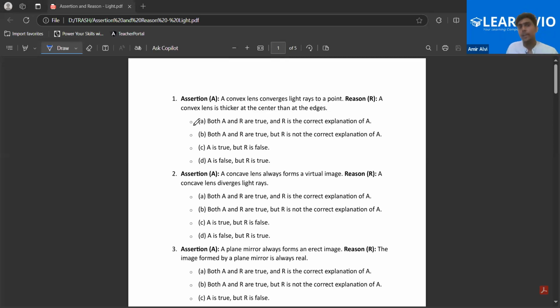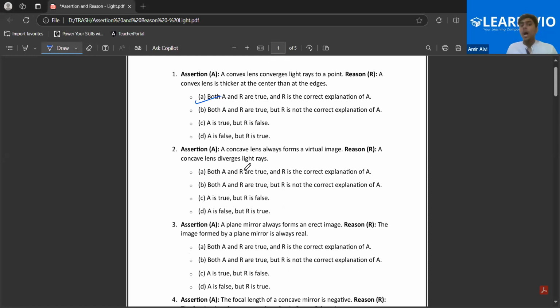Obviously, option A, right? So option A is the correct one. Is this clear to all of you? Please do let me know. Yeah, that's good, everyone. So it means that a convex lens is a converging lens, and it is thicker at the center, but at the edges it is thinner.